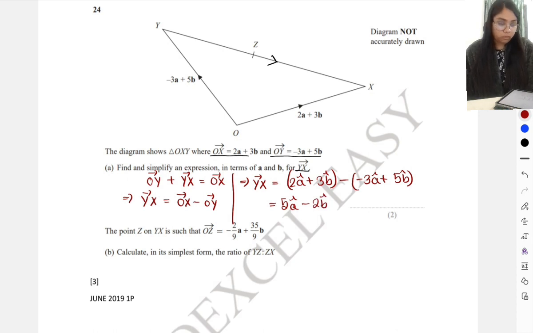YX vector, right? So we can write that. We just have to write this in the given space also, so I'll just write it in a very small pattern over here. YX is 5a minus 2b, and that is the final answer for your vector YX. I hope that was clear for everyone to understand. We'll be moving on to the next part.